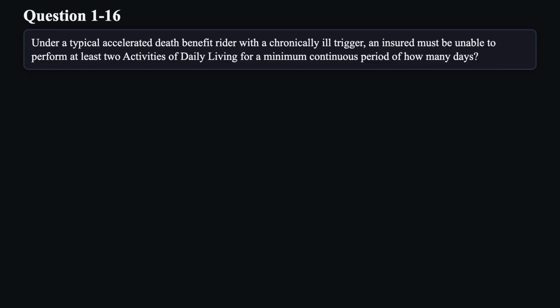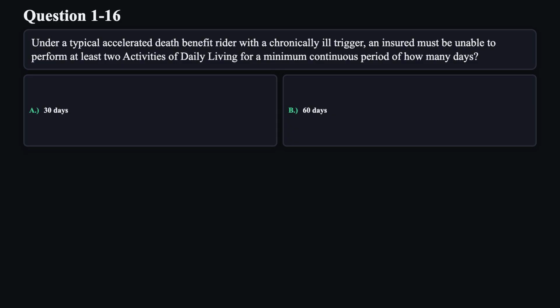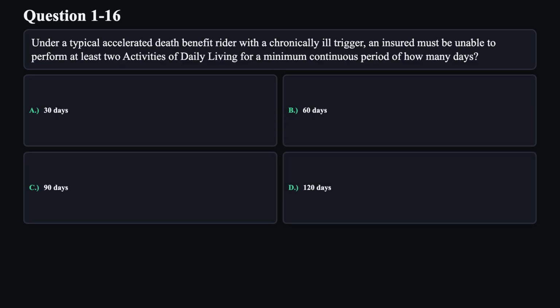Question 16. Under a typical accelerated death benefit rider with a chronically ill trigger, an insured must be unable to perform at least 2 activities of daily living for a minimum continuous period of how many days? A. 30 days. B. 60 days. C. 90 days. D. 120 days.